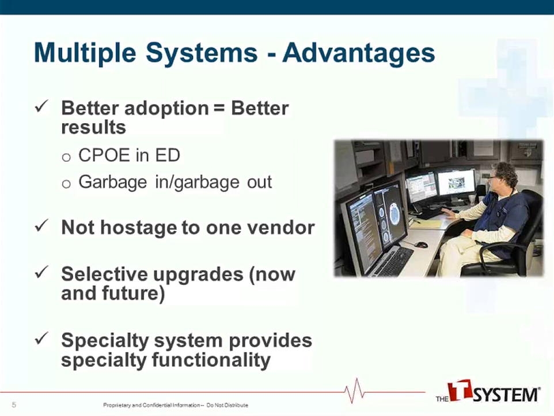Multiple systems can also mean selective upgrades. Instead of massive rip and replaces every 2 years as meaningful use changes, you can selectively upgrade the elements of the systems that you need to meet the next stage of meaningful use, potentially without having to go through that big bang. And furthermore, you can stage your upgrades. Even if you needed to upgrade everything in your environment, you could do it in a staged fashion rather than that big bang.